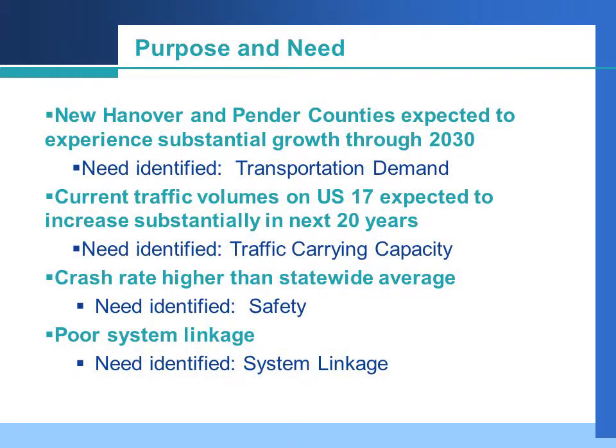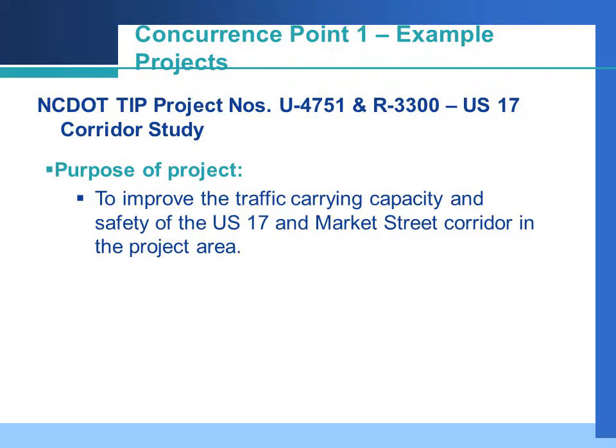The needs identified for the project and presented to the merger team were transportation demand, traffic carrying capacity, safety, and system linkage. The purpose defined for the project, as agreed to by the merger team members, was to improve the traffic carrying capacity and safety of the US 17 and Market Street corridor in the project area.